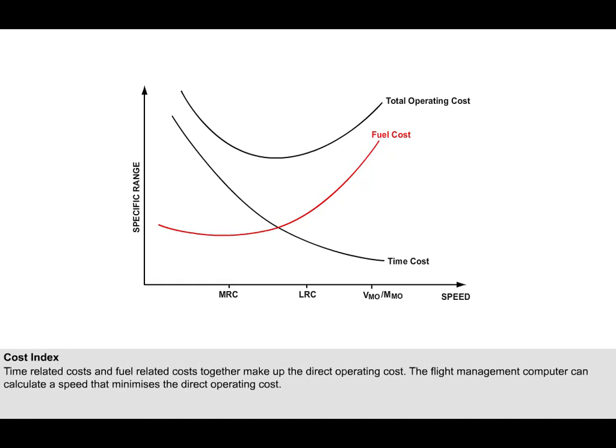Adding the time-related costs and fuel-related costs together produces a direct operating cost, or more simplistically, a total operating cost. The flight management system uses the time and fuel-related costs to help select the best speed to fly. You can see from the total cost curve that the speed which gives the minimum total operating cost is the most economical speed to fly. This speed is called econ. In other words, the minimum cost speed. The value of the econ speed is worked out by the flight management system, based upon the value of the cost index.